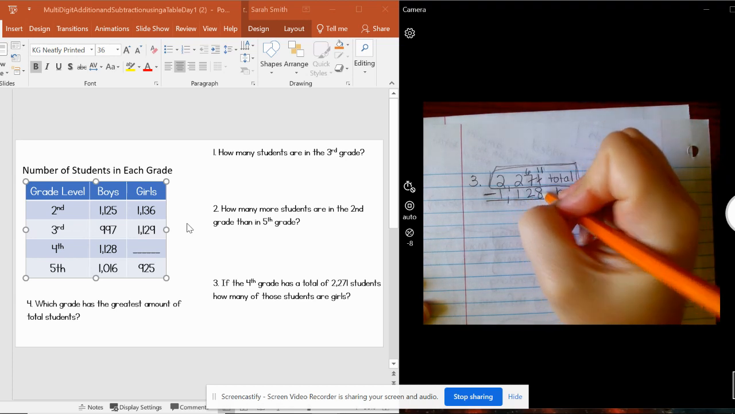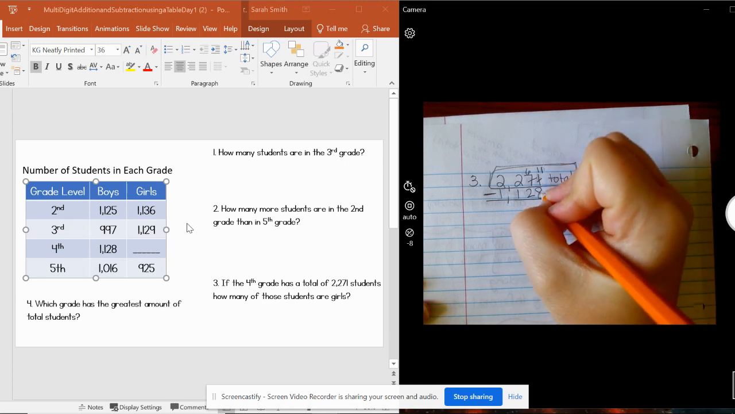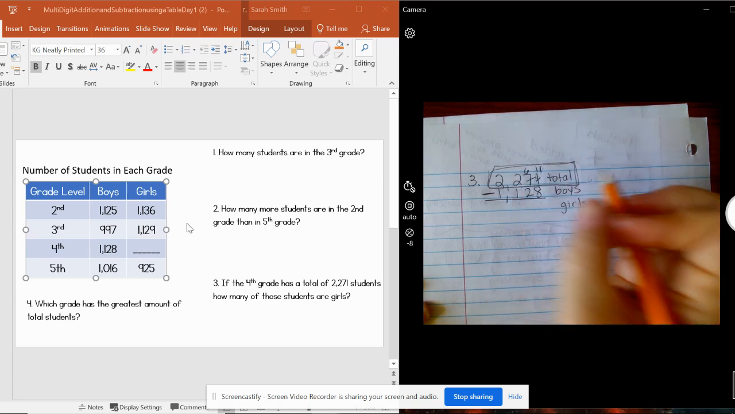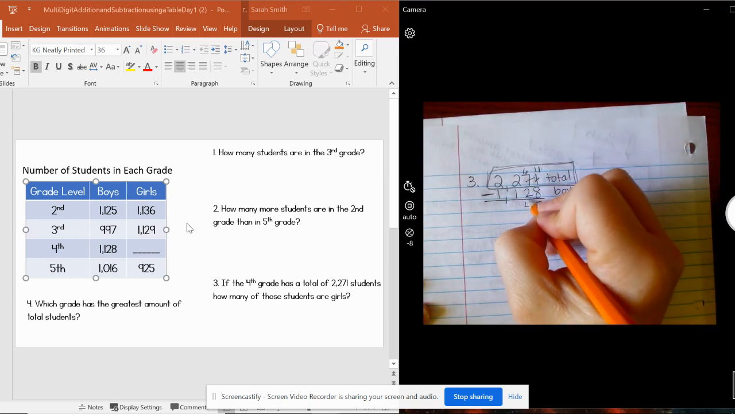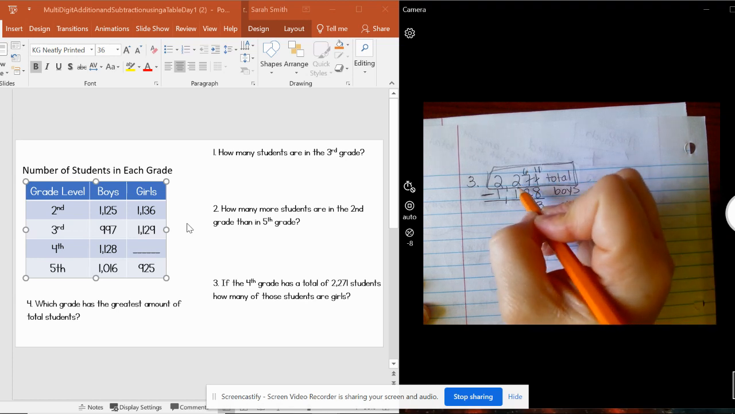11 minus 8. I like to count backwards because sometimes I get a little confused when I'm doing 8. So I know 8, 9, 10, 11. So therefore I know 11 minus 8 is 3. 6 minus 2 is 4. I didn't have to borrow because I could do this, so the 2 stayed the same.